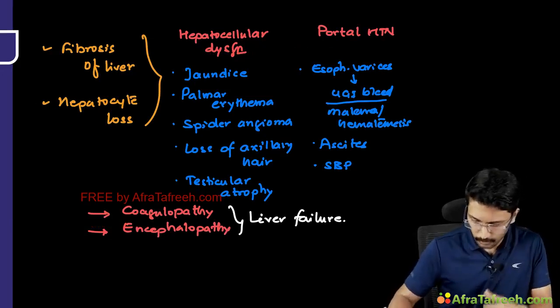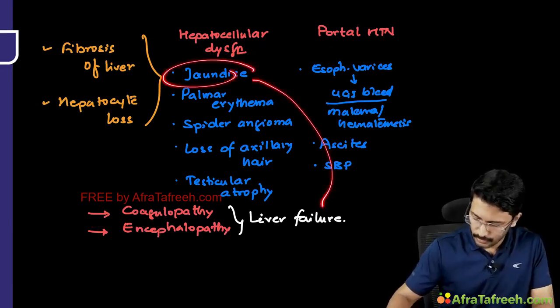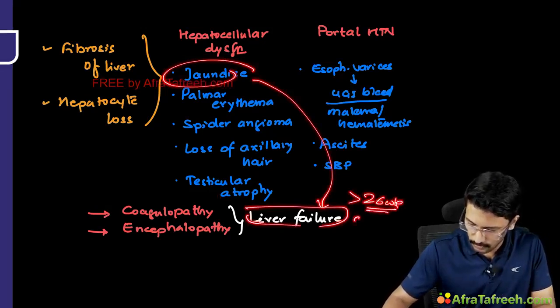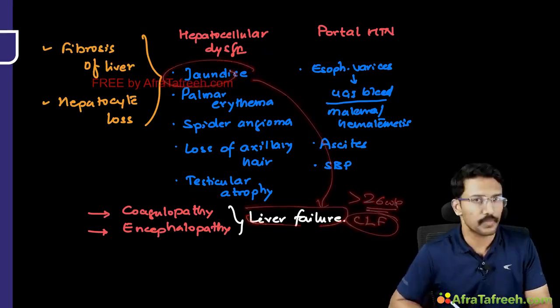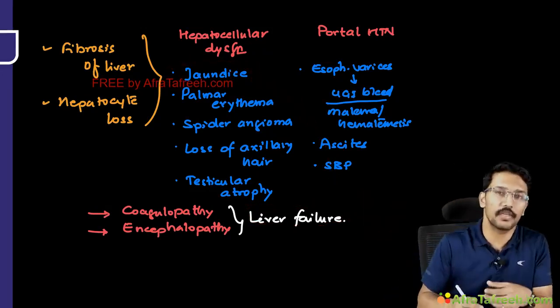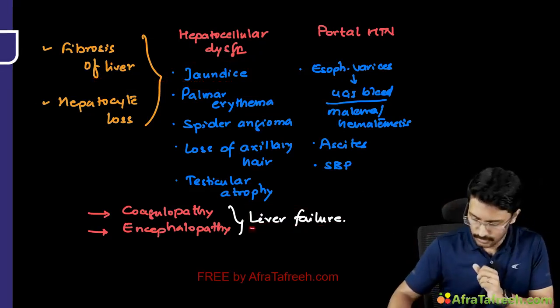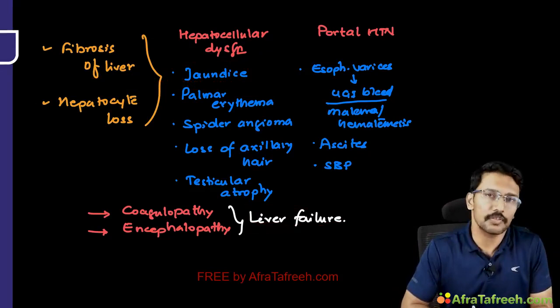And if the time from the onset of jaundice to the development of liver failure is more than 26 weeks, we will call it chronic liver failure, right? When it happens within 26 weeks of the onset of jaundice, we will call it acute liver failure, right? Okay, so these are the clinical features we can anticipate.